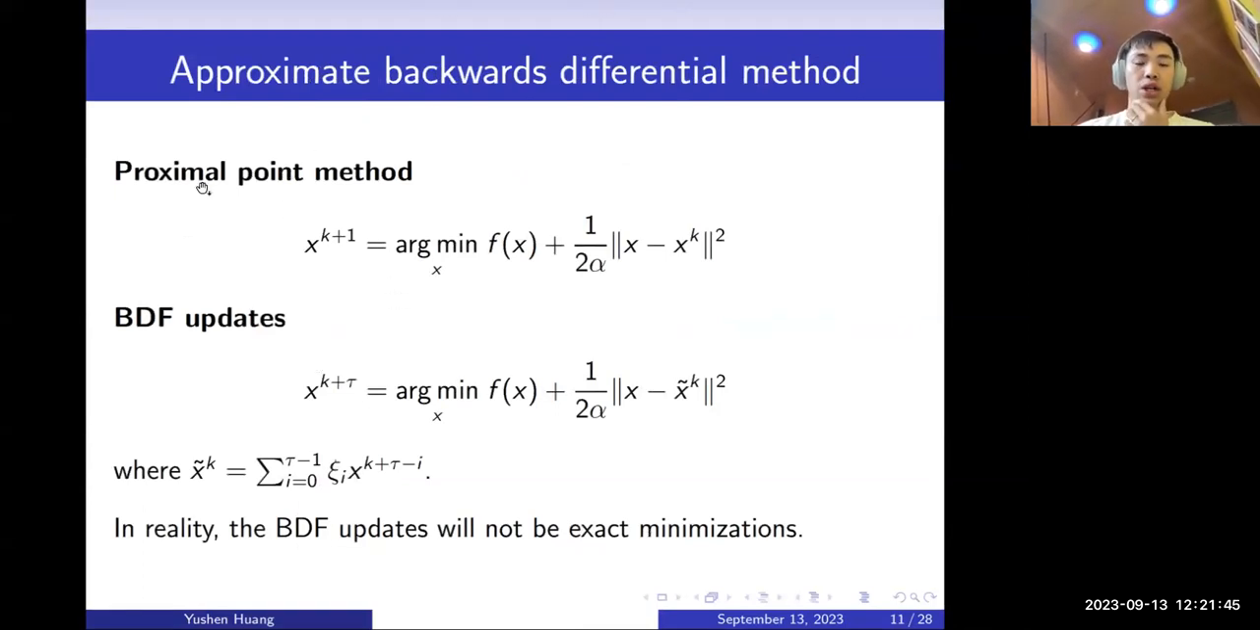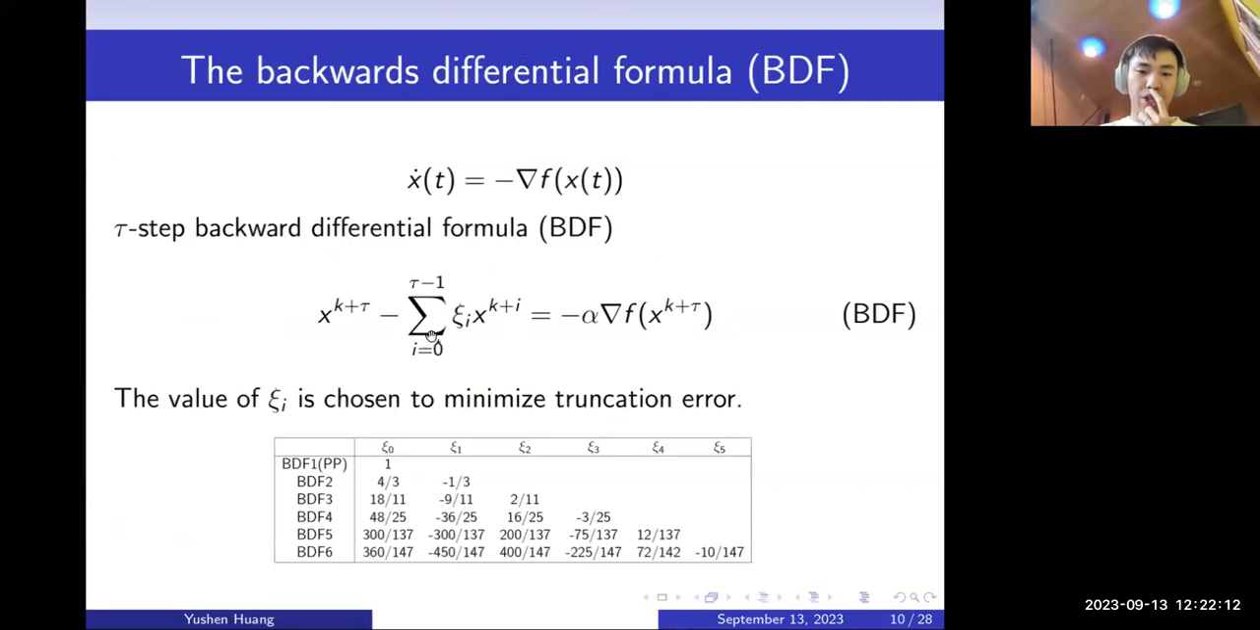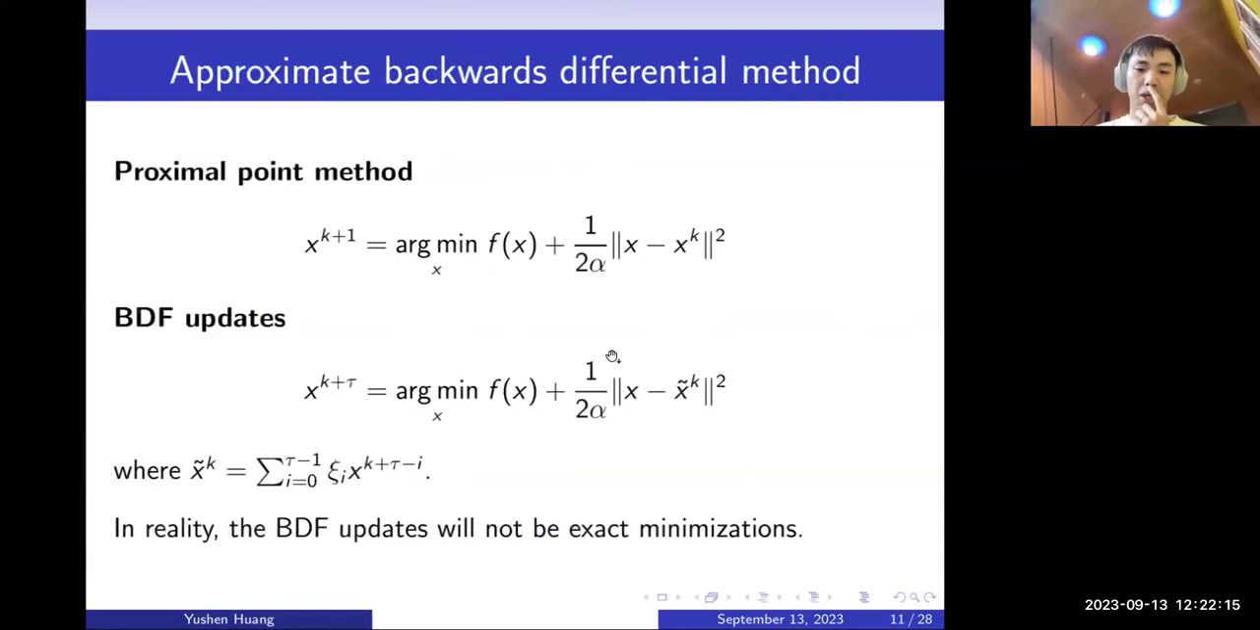And then a little bit of pointing out how this BDF update is similar to the one-step proximal point method, which is basically almost the same except we change this x of k to tilde x of k. And the tilde x of k is just a linear combination of the previous iterates. And then c i is chosen based on minimizing the truncation error. But as mentioned before, finding this, we either solve the equation here, which is equivalent to finding the minimum of this, is actually hard. So usually you cannot solve it analytically, but you have to solve it numerically.